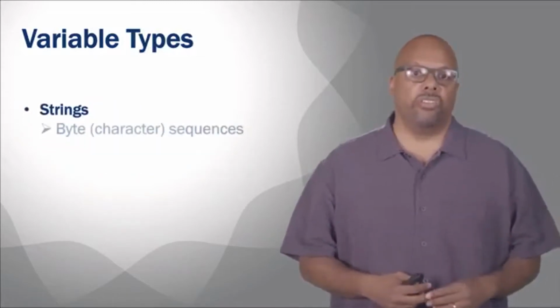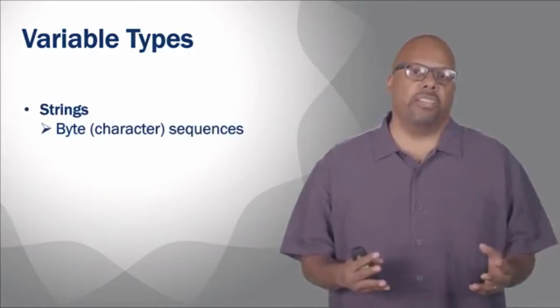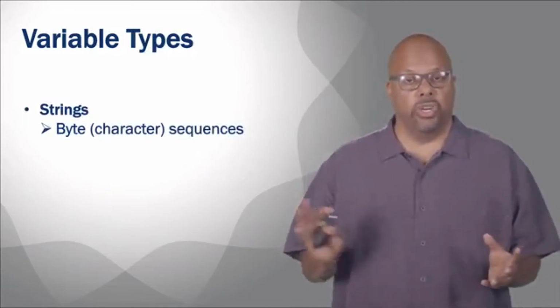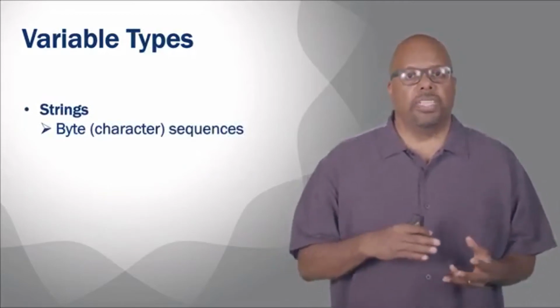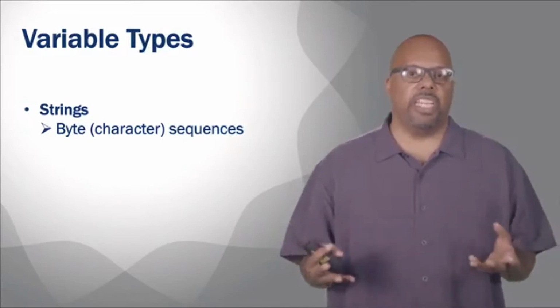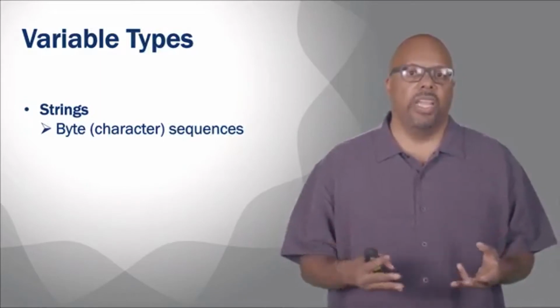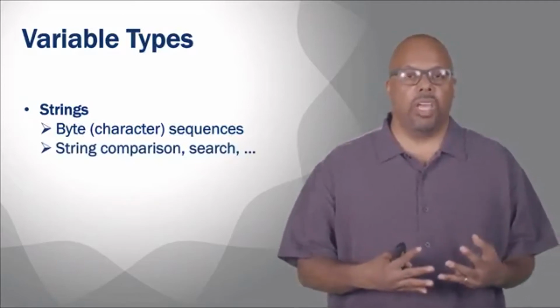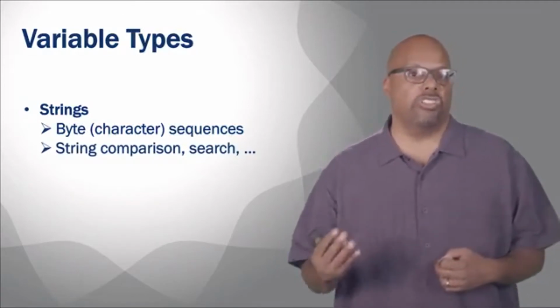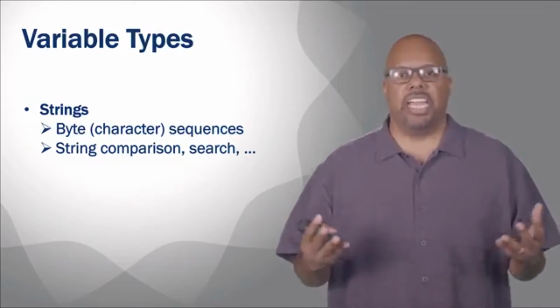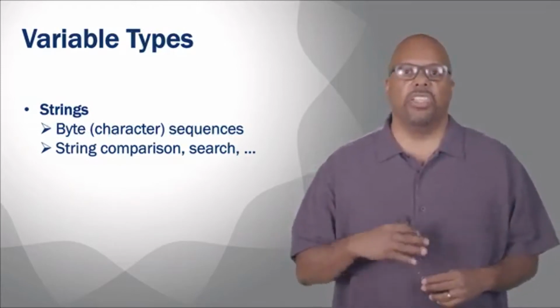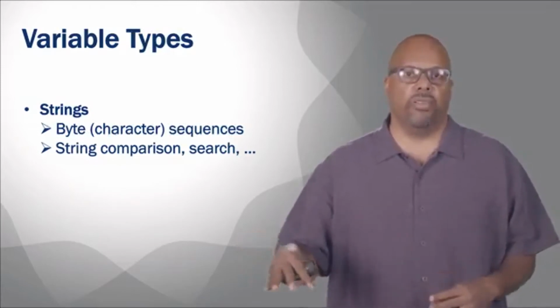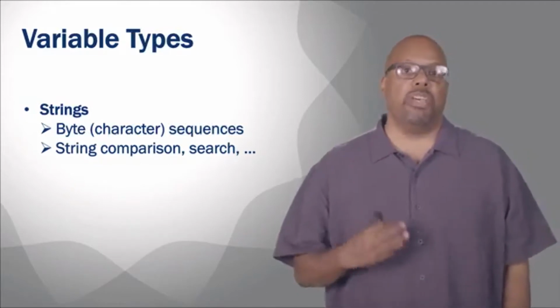Then strings. Strings are a sequence of bytes represented in Unicode, and we'll get into that later. But it's a sequence of bytes. That's the type of data, the values they can take on. And then the operations you can perform on strings. There are many of them: string comparison, string search, concatenation, all sorts of operations that you can perform on a string. But the point is, the type specifies these things.